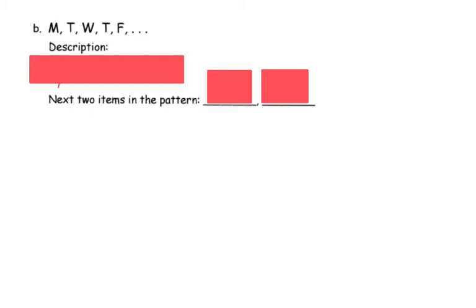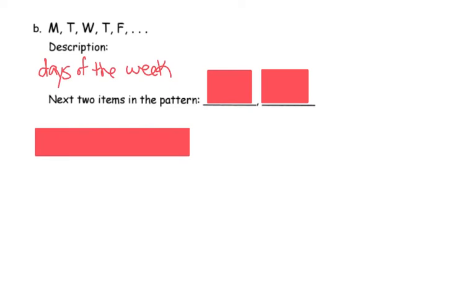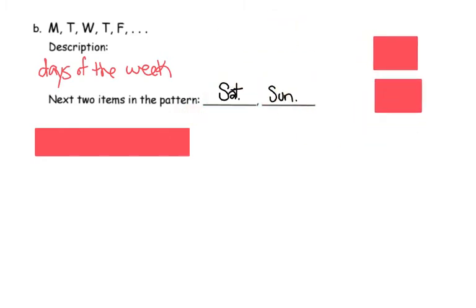So next example, looks like we're talking about the days of the week. So you got Monday, Tuesday, Wednesday, Thursday, Friday, and of course, I'm saving the best here, the weekend. So the next two items in the pattern would be Saturday and Sunday.